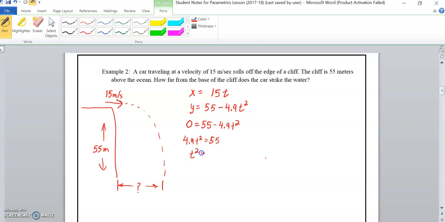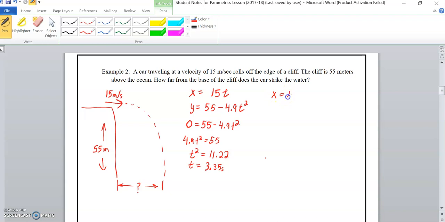Let's see. 1122. So we take the square root of that, and the answer is 3.35 seconds. That is how long the object was in free fall vertically. And then we say, well, if it was traveling for almost 3.5 seconds vertically, we also know that it was traveling horizontally for about 3.5 seconds.